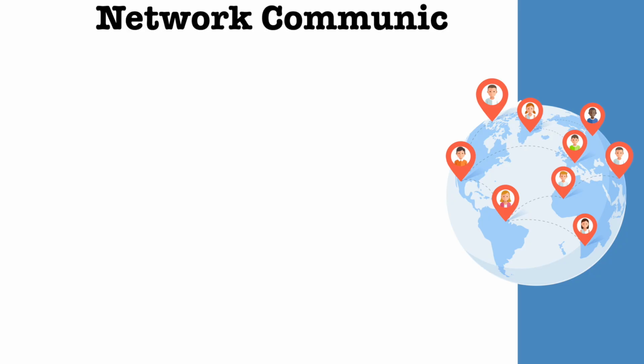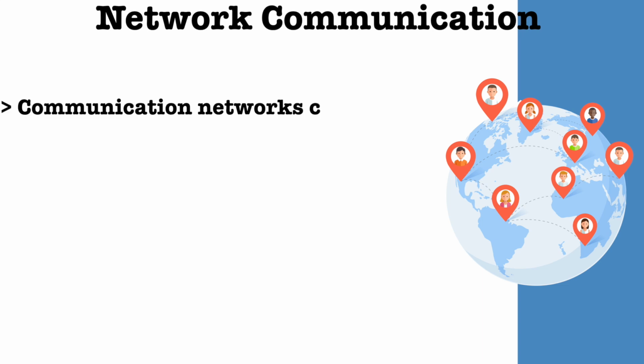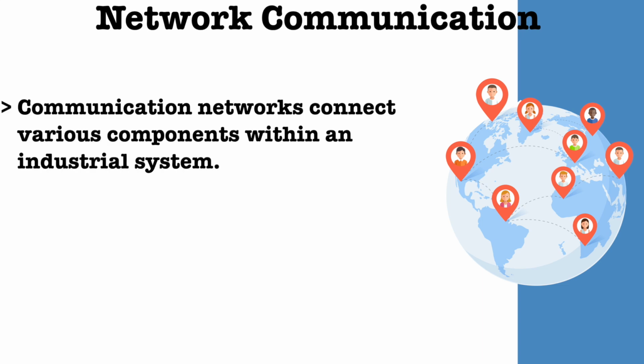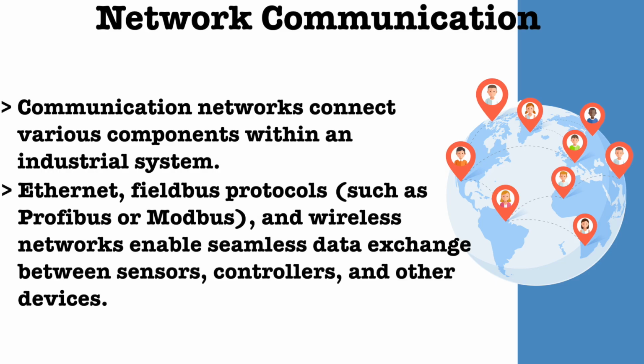Now, the last topic is communication network. Communication networks connect the various components within an industrial system. Ethernet, fieldbus protocols such as Profibus or Modbus, and the wireless networks enable seamless data exchange between the sensors, controllers, and the other devices. In this lecture, I just provide the brief idea about the key components of industrial automation. Deep and detailed discussion about the key components we will cover in the upcoming lecture number 8.